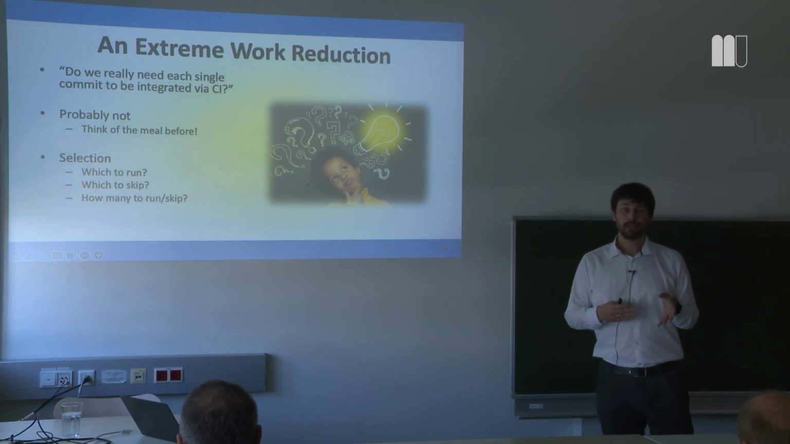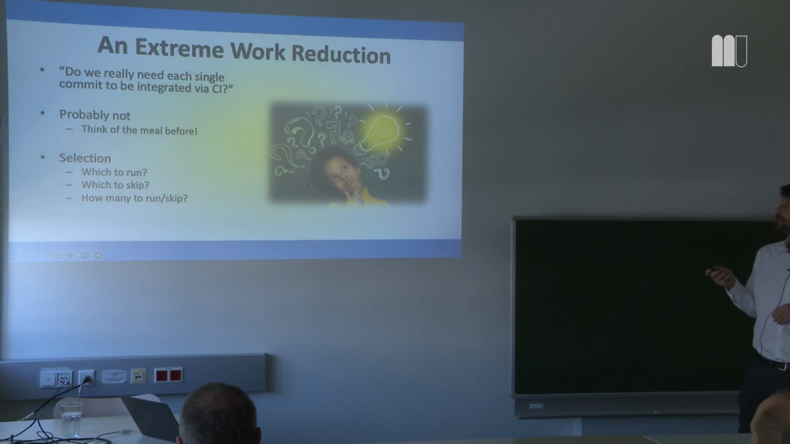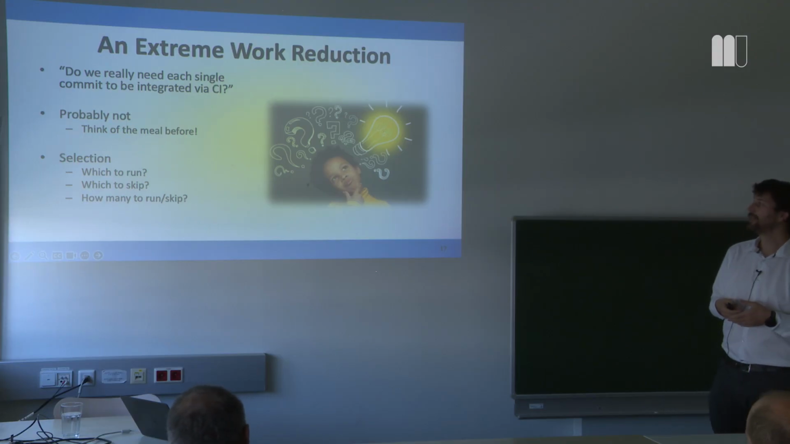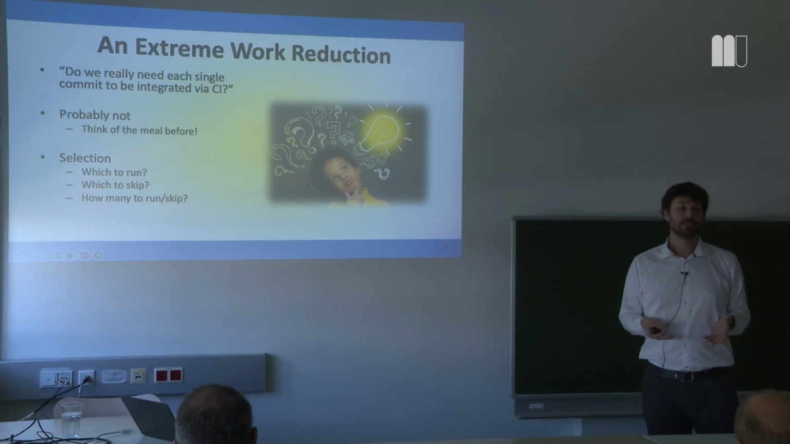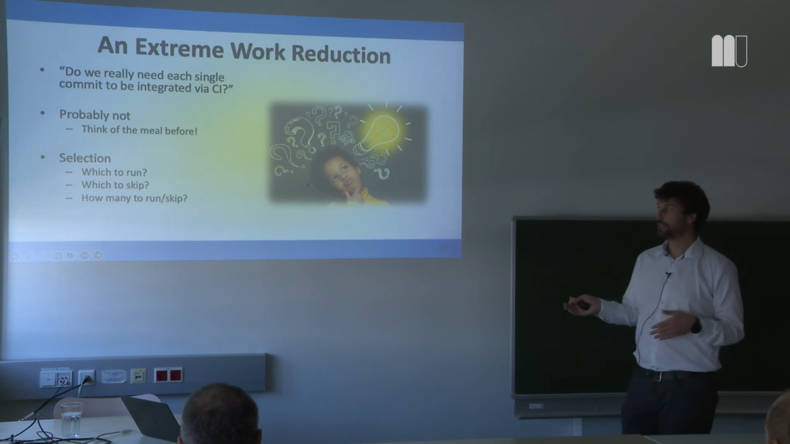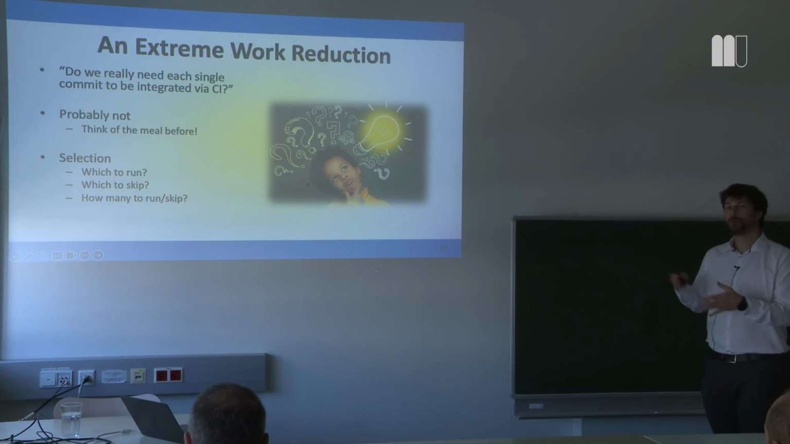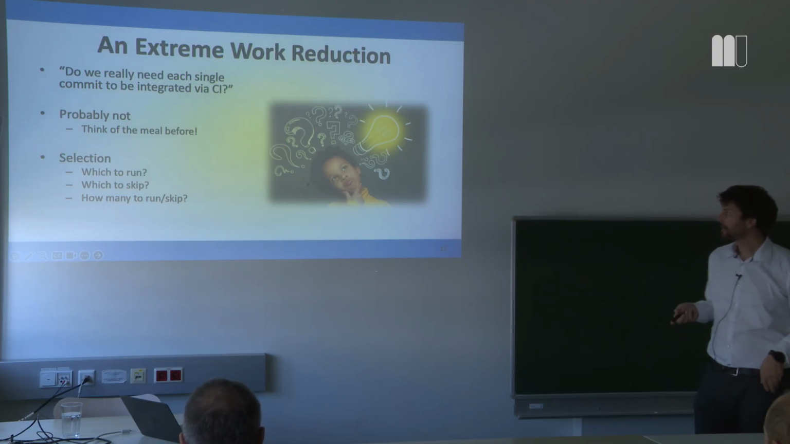A very extreme idea is to ask ourselves, do we really need each of the commits to be integrated via CI? So do we really need to have all of the commits running through all of the pipeline? And the maybe answer that you're also thinking about right now is that probably this is not the case. For some special types of commits, we might not have to run everything from scratch again. The problem is we need to somehow select these commits which we want to provide to the CI and also those we don't want to provide.